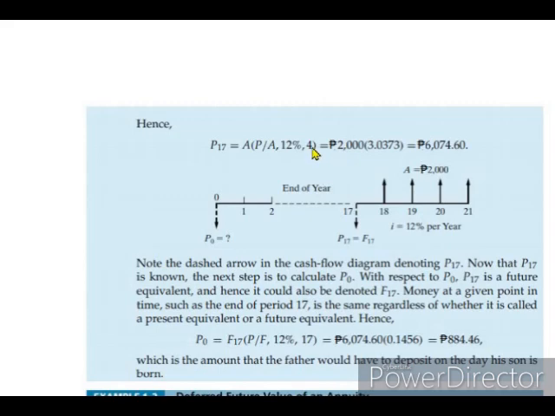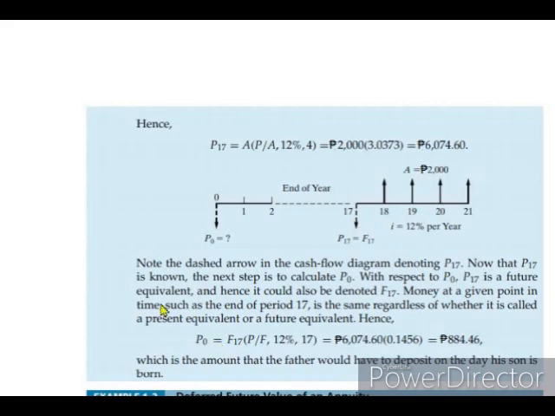So, yan P given A. 12%, tapos kasi apat na periods to eh. Okay? So, ang annuity mo dito ay 2,000 nga sinabi sa problem. Tapos, ito ay magiging 3.0373. So, saan to nakuha? It's either ginamit yung formula na ito, okay? Or tinignan na lang doon sa appendix C. Okay? Tapos, minultiply is equal to 6,074.6 pesos. Okay? So, ibig sabihin, yun yung present amount noong P17, okay? P sub 17.